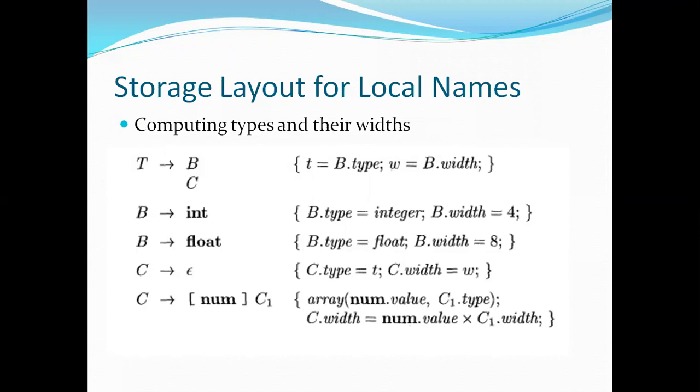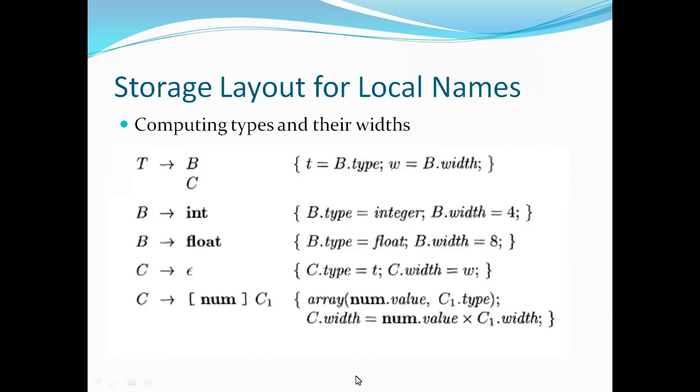This is the example in which we perform the computations for the types and their widths. What we are doing here is, first, we need to define or assign the attributes to the nodes, and then we need to compute.